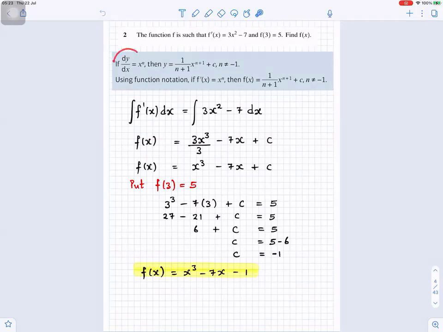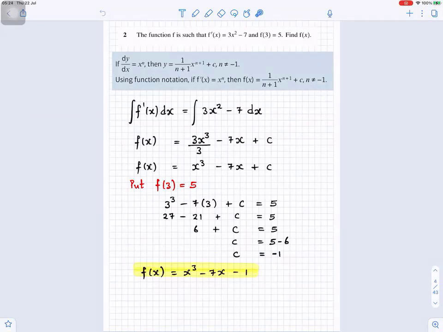So wherever the x is x to the n, then y would be that when you do integration. So when we integrate f'(x) to get f(x), because the integral and the differential cancel each other, you get f(x). So you integrate 3x^2 - 7, you get 3x^3 over 3 - 7x + c. So the 3 will cancel, you get x^3 - 7x + c.